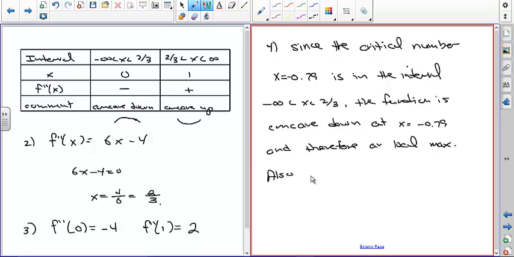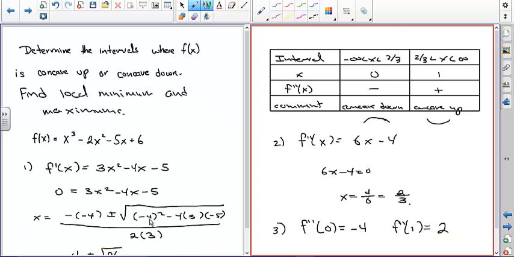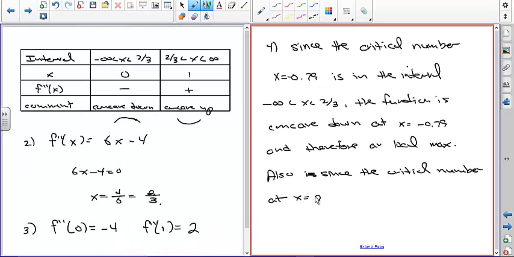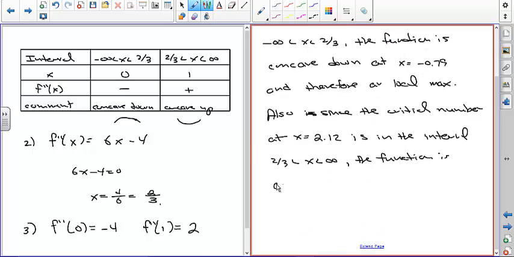Also, since the critical number at x equals 2.12 is in the interval 2/3 to positive infinity, the function is concave up at x equals 2.12, and therefore a local minimum.